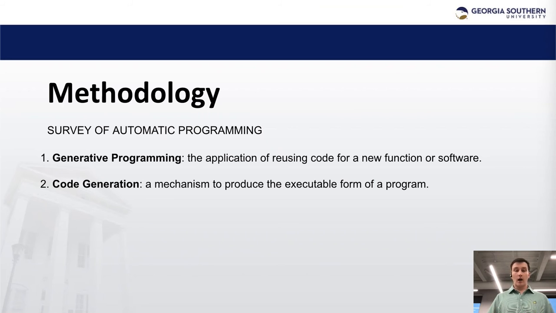So, our research is based on generative programming and code generation. Generative programming is the application of reusing code for a new function or software. We are able to recycle the code for a new purpose without having to rewrite it. The HTML that we are generating is already written. We don't need to rewrite it. An instructor can just click a button and then they get this output, which is a word matching interactive. And we applied code generation, which is a mechanism to produce an executable form of a program. The template that we have here is the word matching interactive that we have produced.